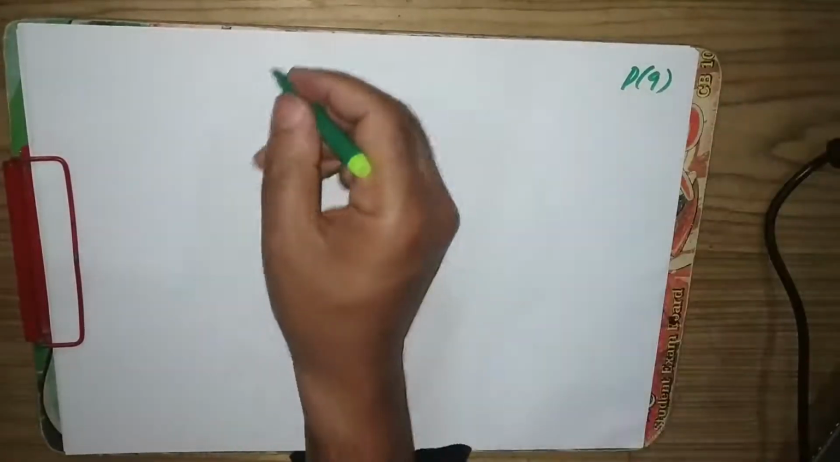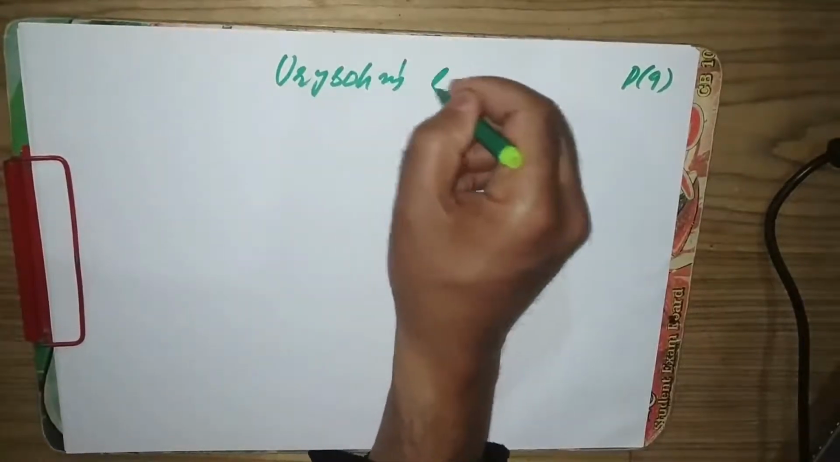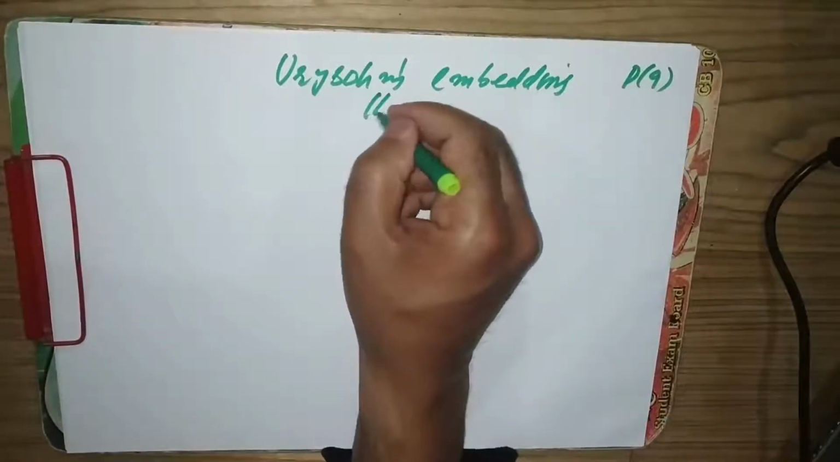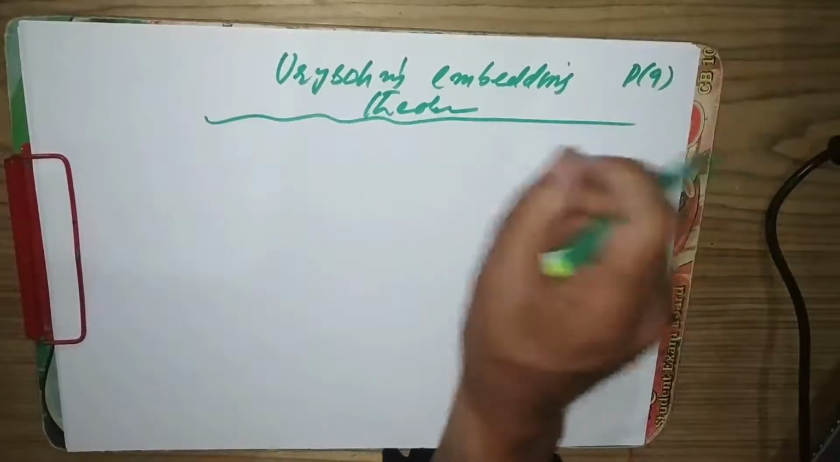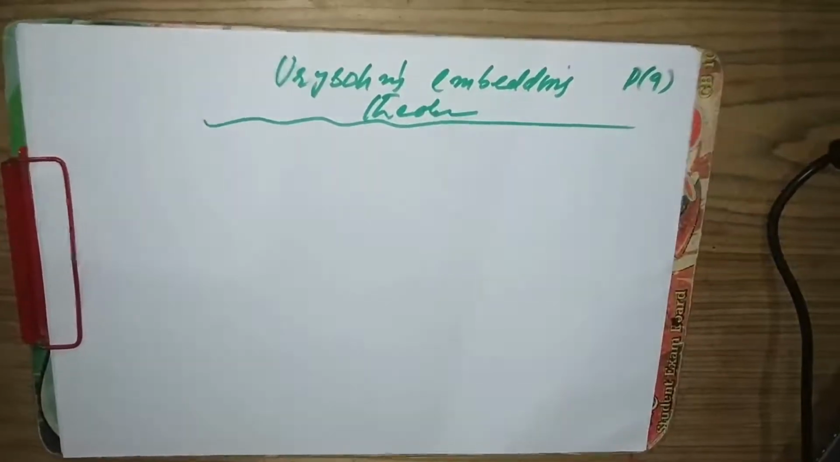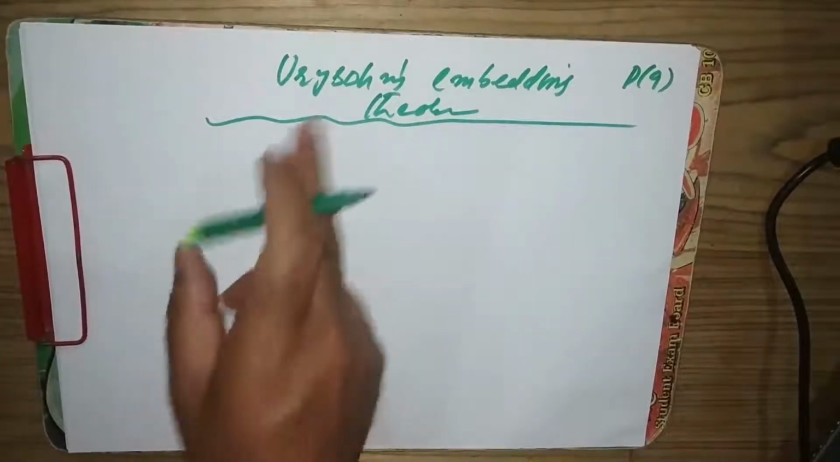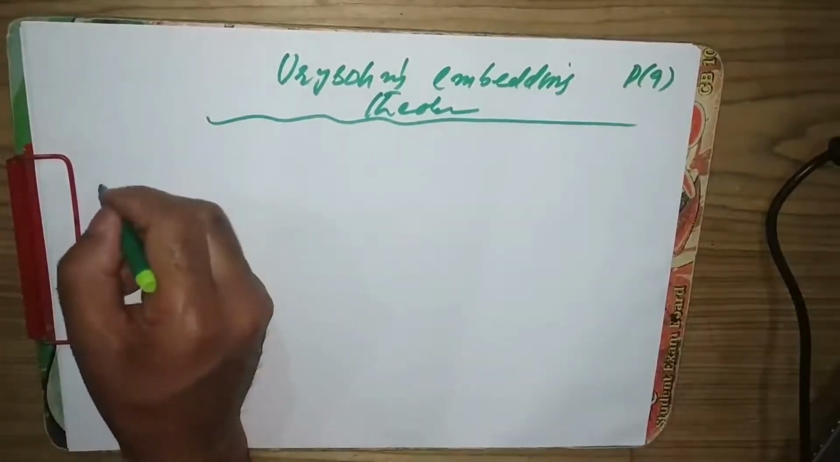So next we have Urysohn's embedding theorem. Before discussing this theorem, I will first discuss one of the important metric spaces that we will use in this theorem. That metric space is R infinity. So let's denote it this way.